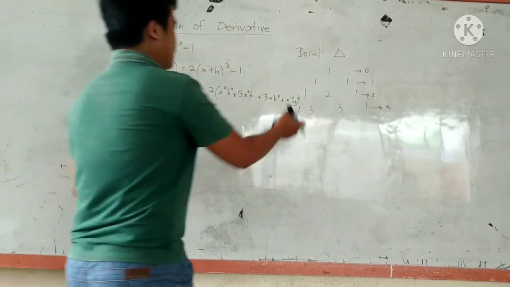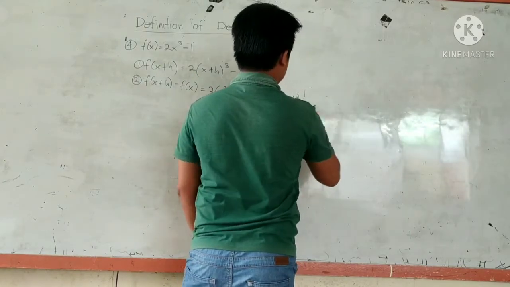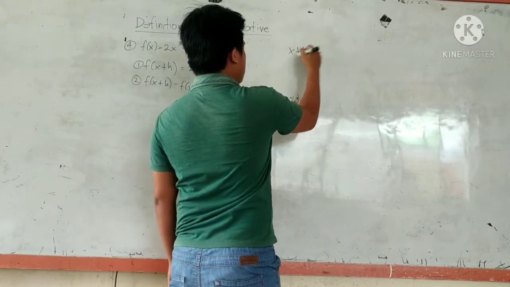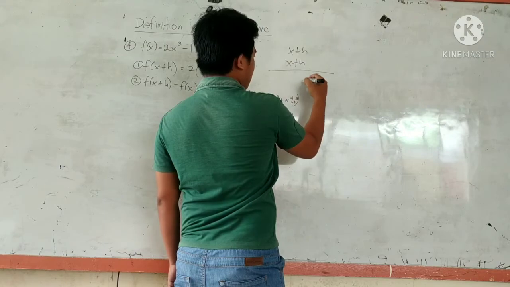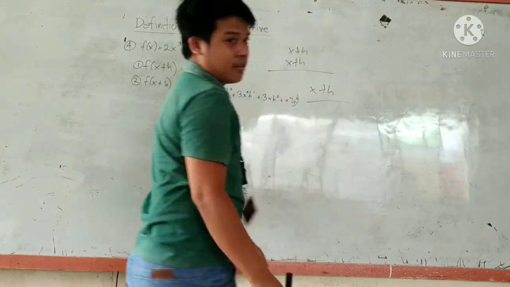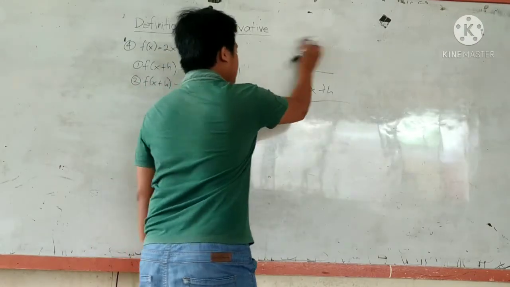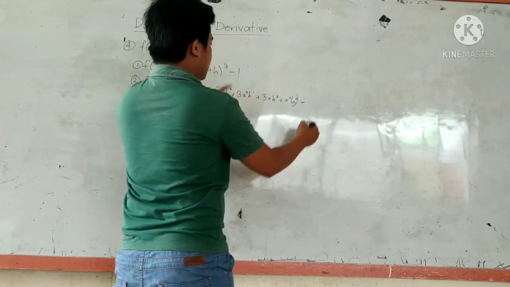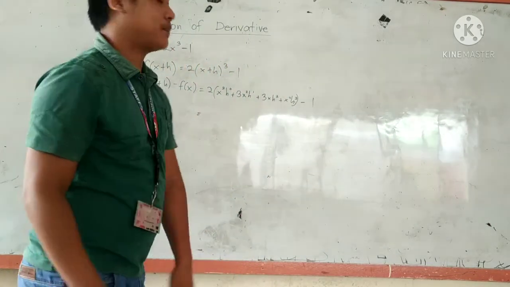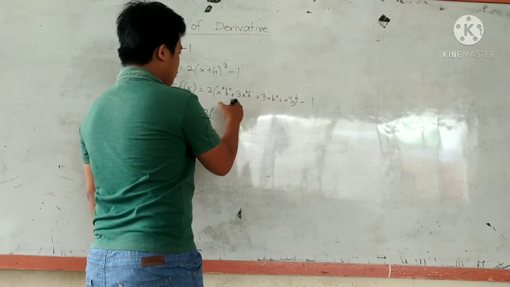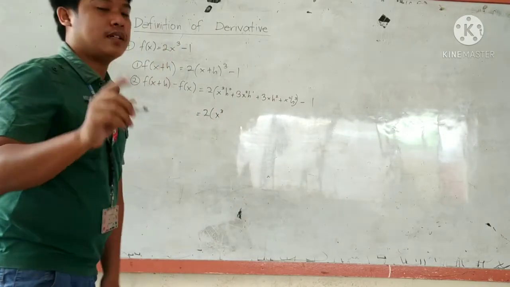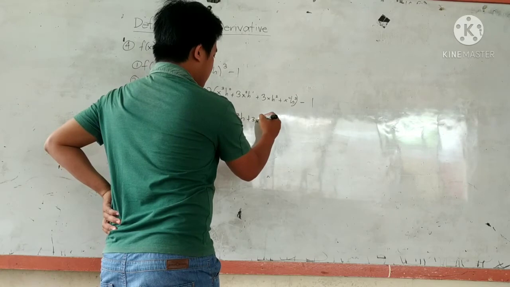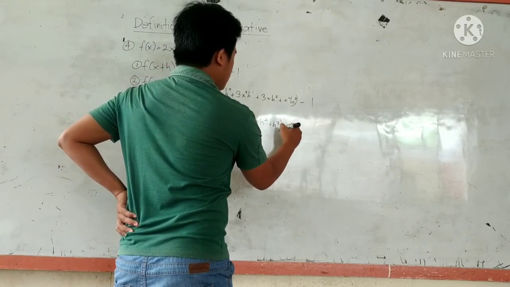Okay, so I'm going to erase our Pascal triangle here. It will serve as your guide so that you can get the product of x plus h cubed, instead of multiplying it with x plus h repeatedly. It's very tiresome for me. Okay, right? Okay, so we will have minus 1. Okay, we're going to simplify this one now. Okay, so still we have 2, we will have x cubed, h to the power of 0 is 1. Okay, so plus 3x squared h plus 3x h squared plus h cubed minus 1.